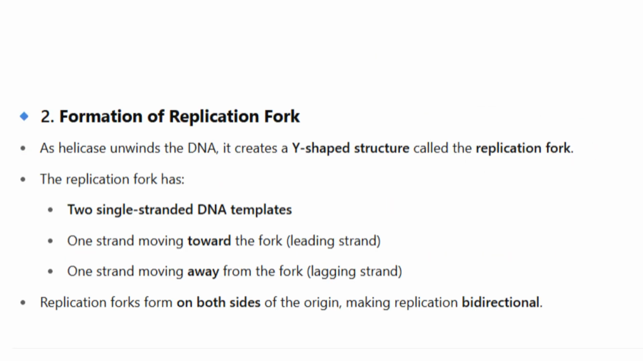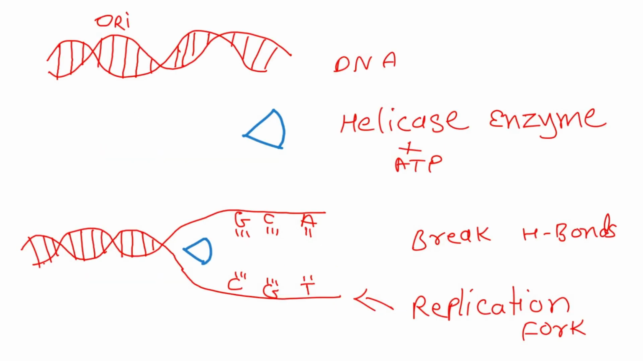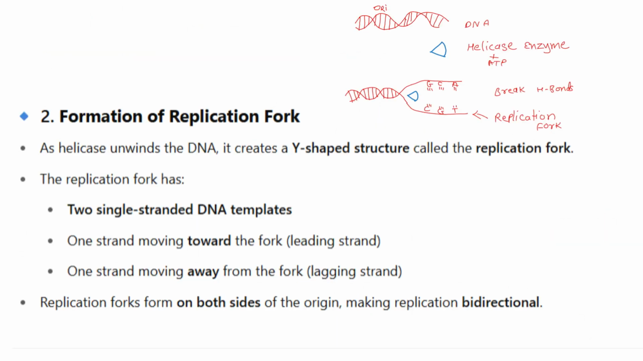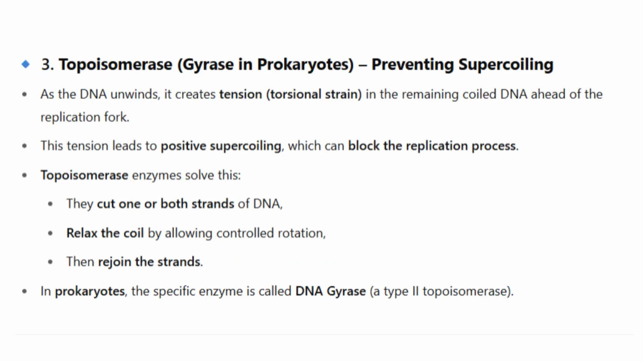2. Formation of replication fork. As helicase unwinds the DNA, it creates a Y-shaped structure called the replication fork. The replication fork has two single-stranded DNA templates. One strand moving toward the fork, the leading strand. One strand moving away from the fork, the lagging strand. Replication forks form on both sides of the origin, making replication bidirectional.